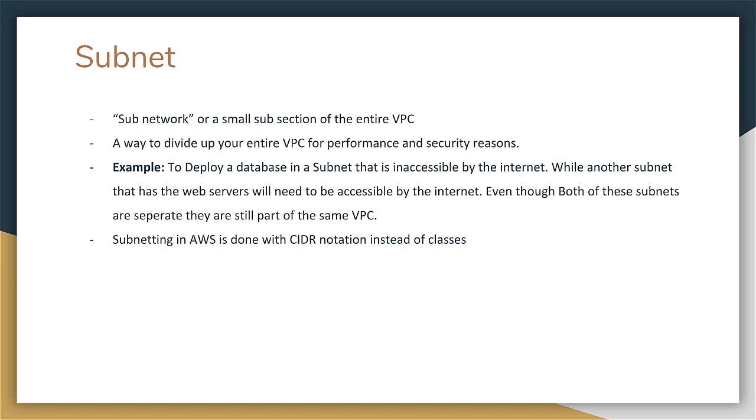A subnet is essentially short for subnetwork, or a small subsection of the entire VPC. So our VPC is part of AWS and our subnet is a part of the VPC. And essentially it's a way to divide up your entire VPC for performance and security reasons. So for example, you want to deploy a database in a subnet that is inaccessible by the internet, while another subnet has web servers and it will need to be accessible by the internet. So you'll have two subnets, but they're still going to be part of the same VPC.